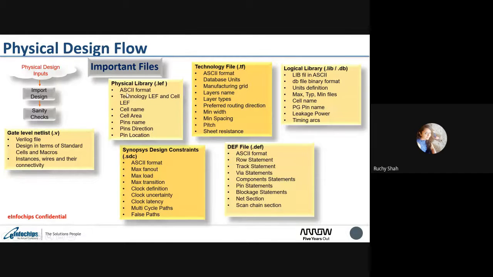It is in ASCII format. That means we can open this file and read this file. Again, inside the LEF file, there are two parts. One is called technology LEF and the other is called cell LEF. So in cell LEF, there is a cell name, cell area, pin name, then pin location and pin direction. So these things are written in your LEF file.